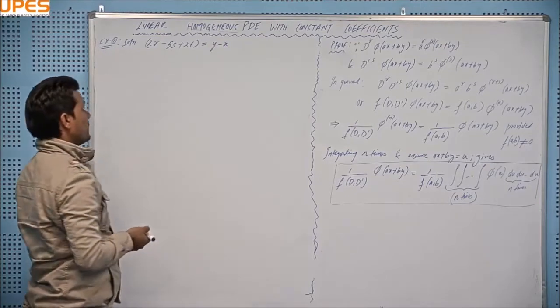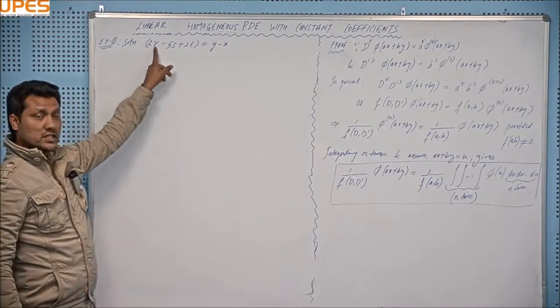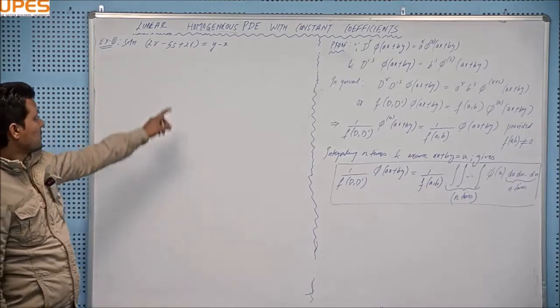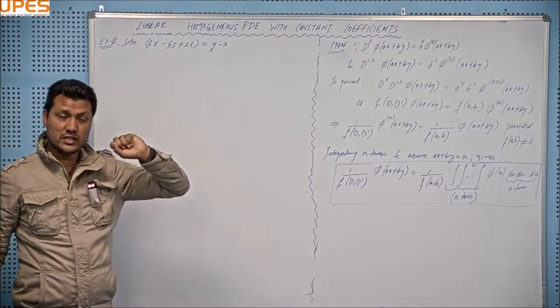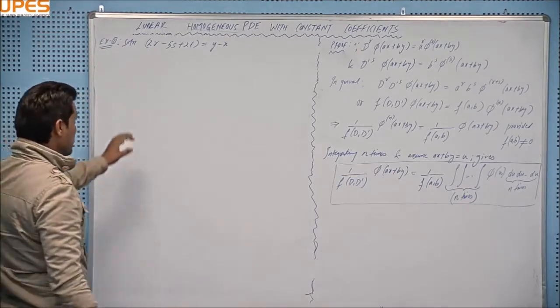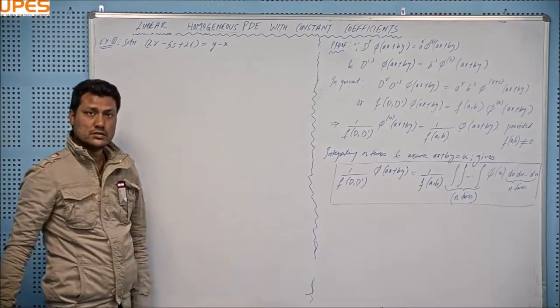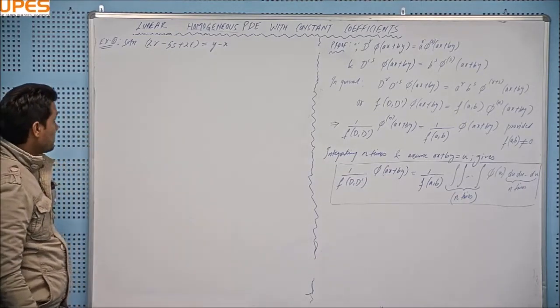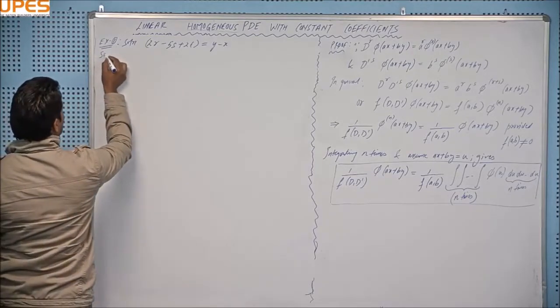Okay, and this r is actually del square z over del x square, the second order pure derivative with respect to x. S is del square z over del x del y, the mixed second order derivative with respect to x, y, and t is del square z over del y square, the second order derivative with respect to y. Okay, a solution.